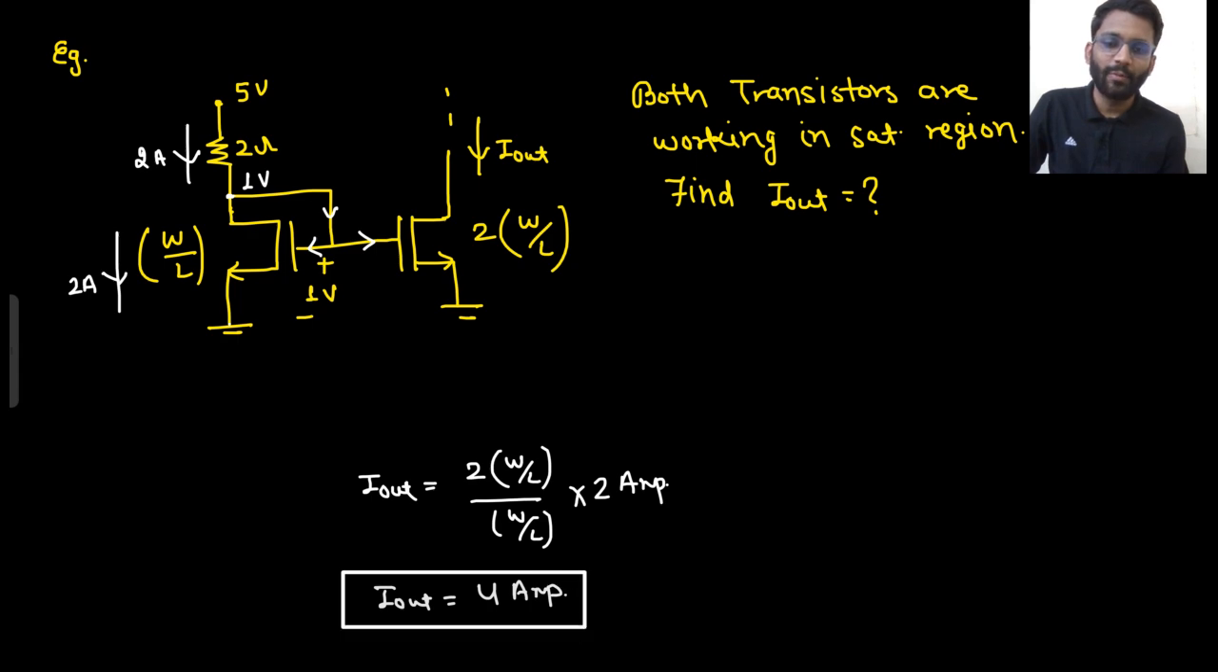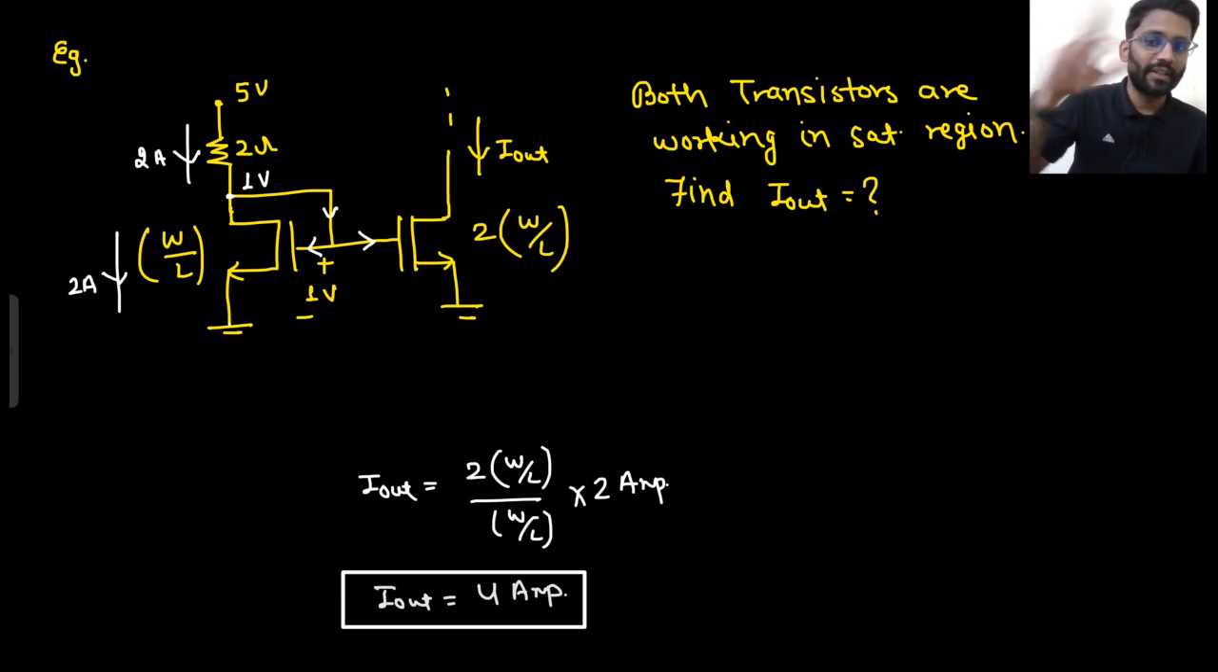You just need to go by the W by L ratio. 2 ampere current is flowing. If the W by L is doubled, current will be doubled. If W by L is tripled, then the current will be tripled. If W by L is half, the current will be half. 2 ampere, half, 1 ampere. 2 ampere double, 4 ampere. 2 ampere triple, 6 ampere. Are you getting this point? That's it. 2 ampere current is here, it will be doubled.